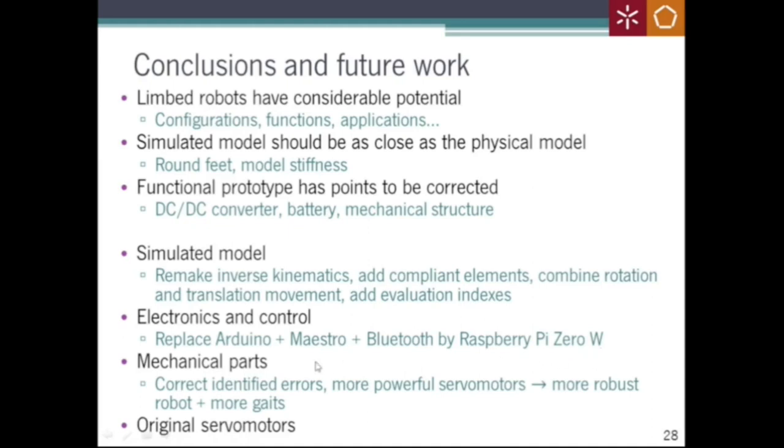As far as the mechanical structure is concerned, there are defects and opportunities for improvement, as well as, if the budget allows it, more powerful servo motors with the same size are available, allowing the application of new types of gaits. Finally, it is recommended to purchase servo motors directly from the original supplier in order to eliminate quality defects.